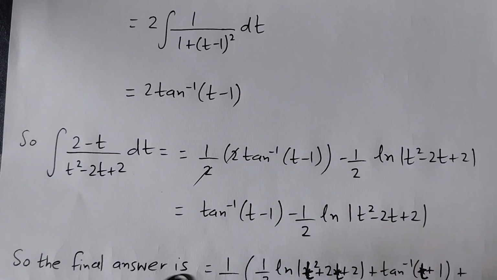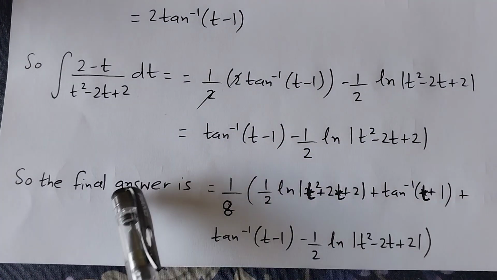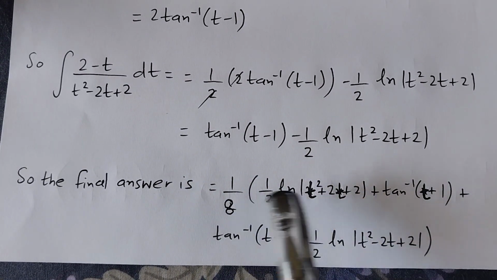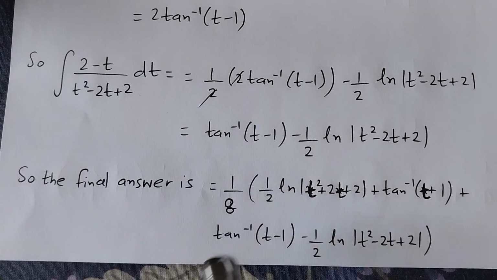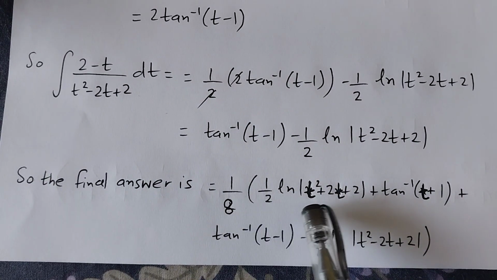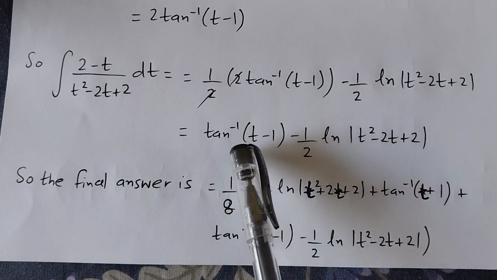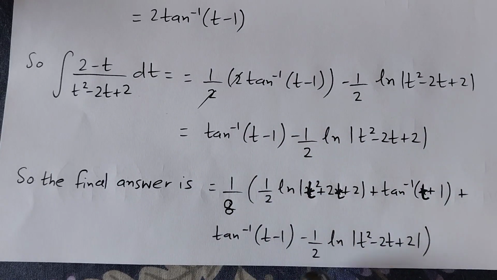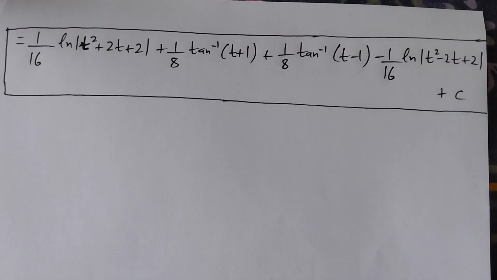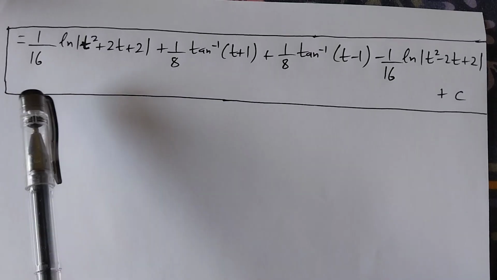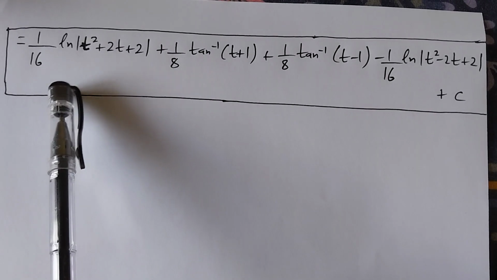But if you remember, our original integral was basically the combination of the integral of this thing and the previous similar looking expression. So the final answer will be 1 over 8 times the integral of those two expressions, this expression and the previous one. So 1 over 8 times 1 over 2 natural log of t squared plus 2t plus 2 plus tan inverse of t plus 1 plus tan inverse of t minus 1 minus 1 over 2 natural log of t squared plus 2t plus 2. So this is basically the final result for the integral.